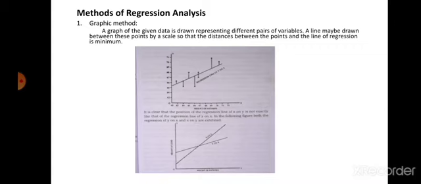Points, if you get a scatter diagram, points scatter all over the graph, but you have to draw a line so that it is very close to the maximum number of points. So it should be drawn in such a manner that the line leaves equal number of points on both sides. It should not leave more to the right, it should not leave more to the left. Equal number of points on both sides.